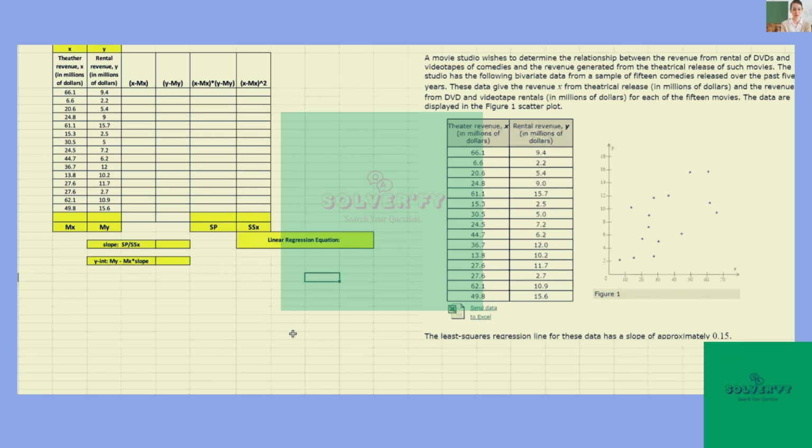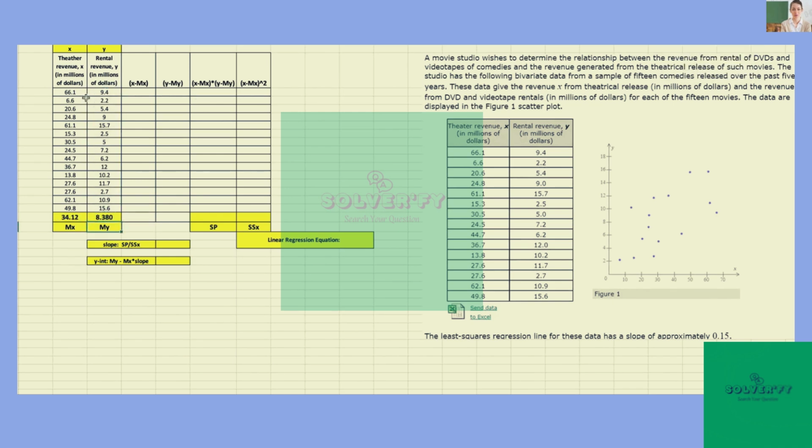The least squares regression line for these data has a slope of approximately 0.15. So it wants you to find the linear regression equation. So the first thing that you have to do is, and I know that I'm using Excel, but for something like this, you have to have some type of a program. So the first thing that you're going to do is find the mean of X. Then you're going to find the mean of Y.